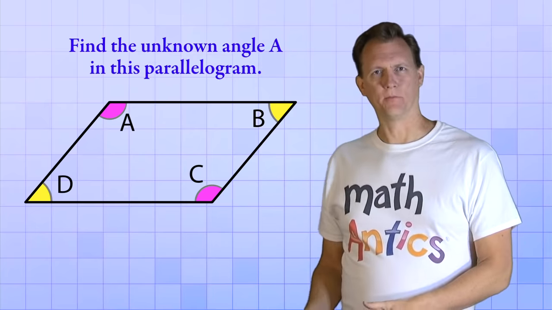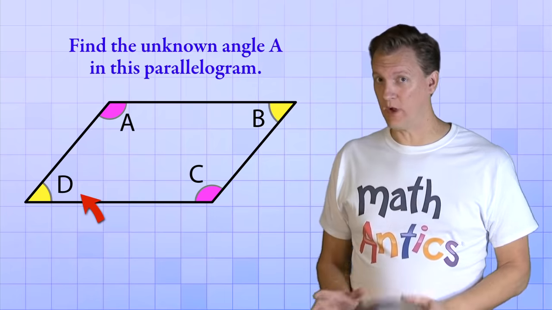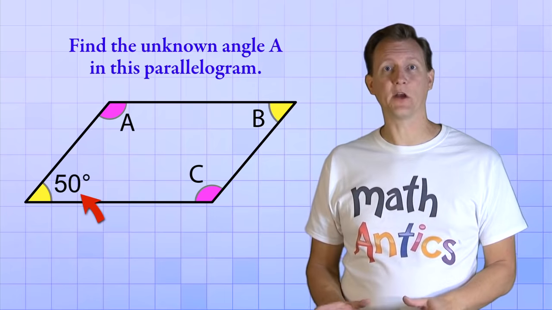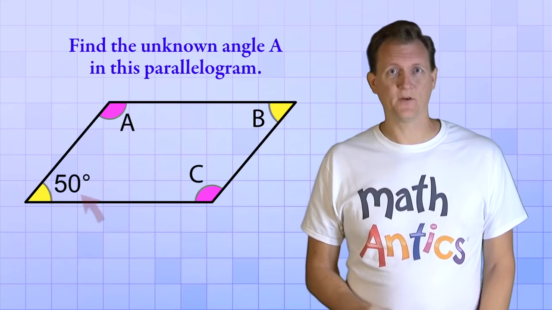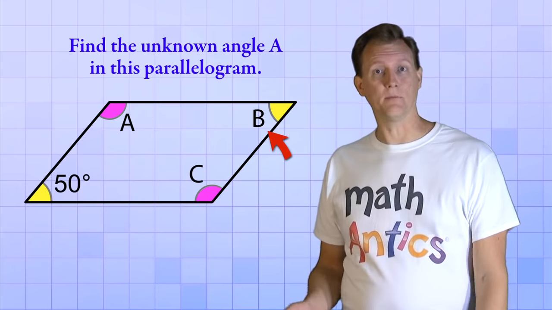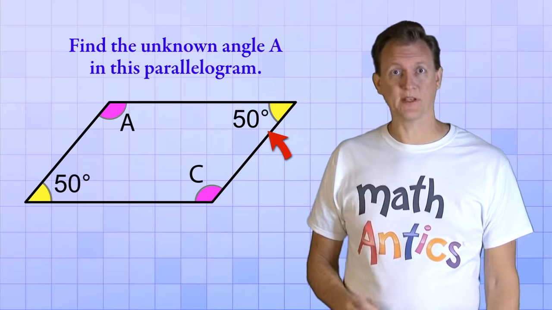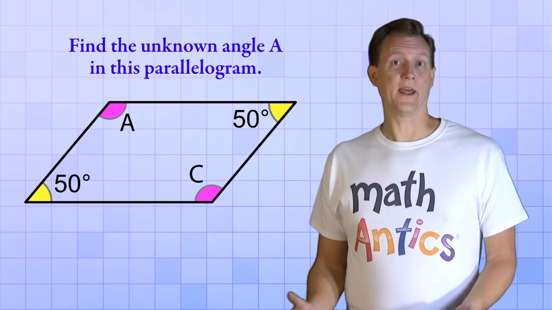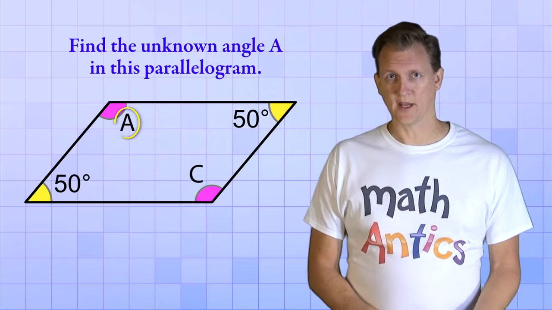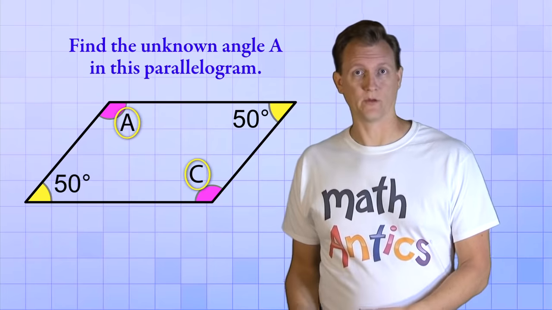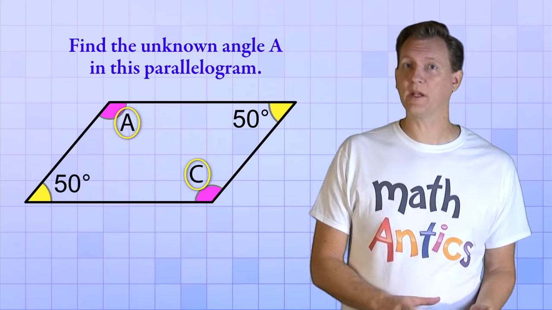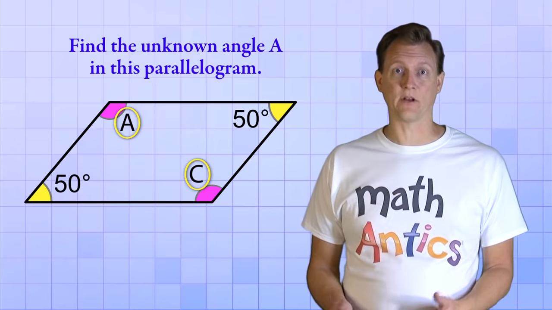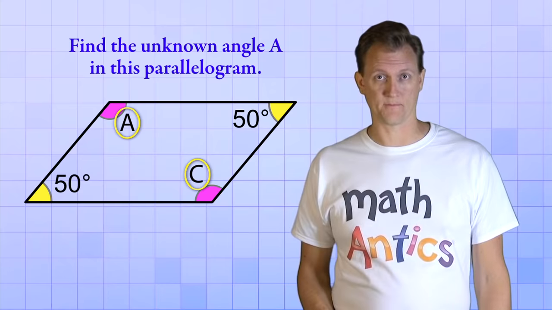So in our problem, even though we're only given the measure of one angle, since we know it's a parallelogram, that's all we need to figure out all the other angles. First of all, we know that angle B must also be 50 degrees because these opposite angles must be equal. Next, we know that the other two angles, A and C, must also be equal. So if we can figure out how many degrees are left over, or still unknown, we can just divide that amount equally between A and C.